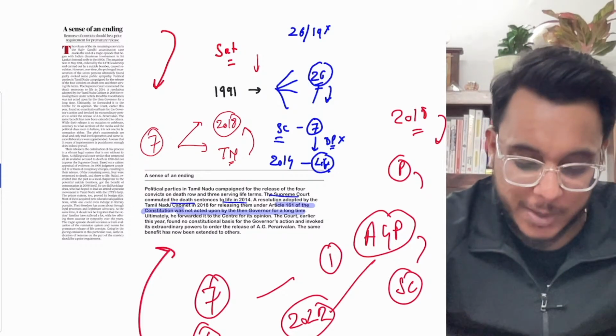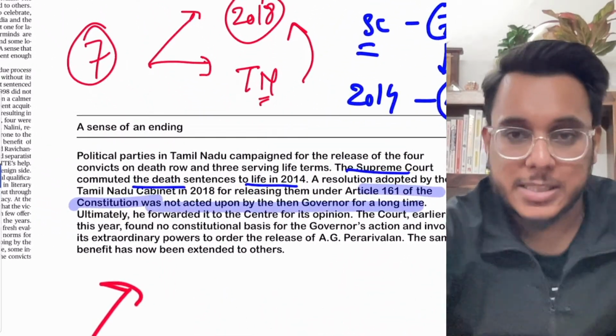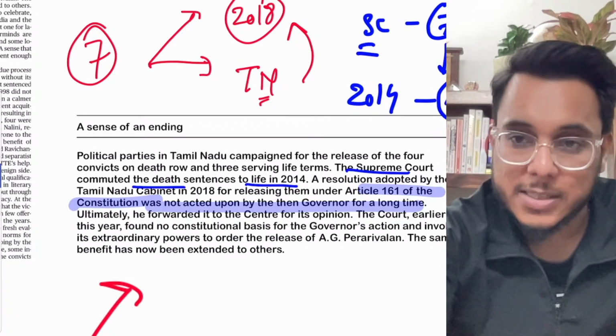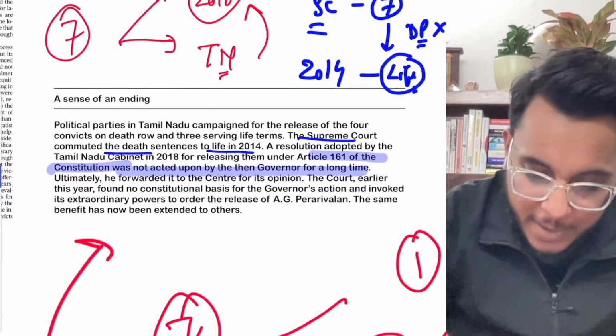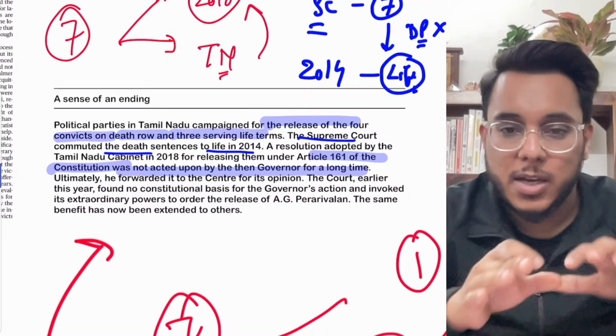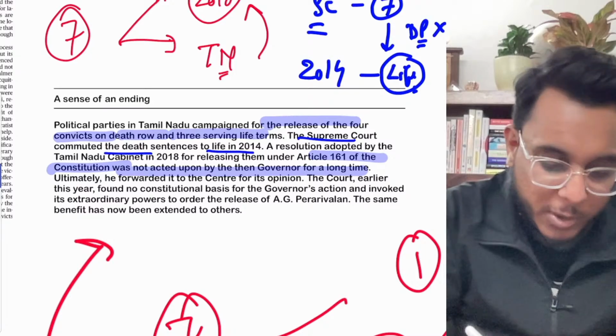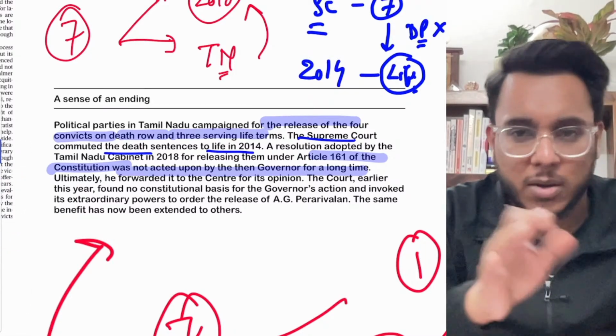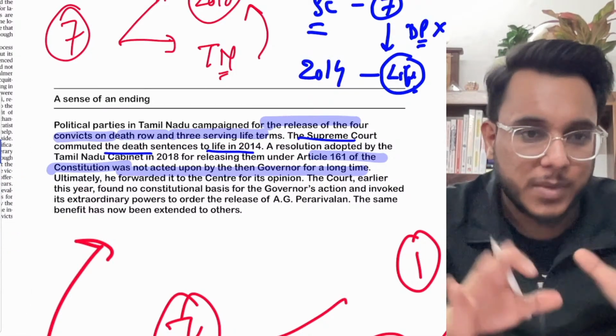Now understand this particular thing guys. First line, I want to clarify, don't get confused. It's written that the political parties campaigned for the release of the 4 convicts on death row and 3 serving life terms. Okay, so total 7 are there. Don't get carried away thinking there were only 4 people. So there were 7 people.